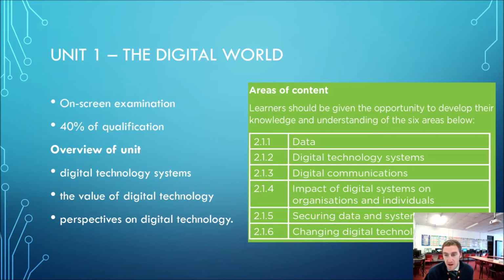Then we move on to impact of digital systems on organisations and individuals. So the range of the implementation of those digital systems is key, and there's multitudes of different digital systems out there. We can look at the efficiencies of them, the benefits that those digital systems provide on our working environment, whether that be in a workplace or even in school.